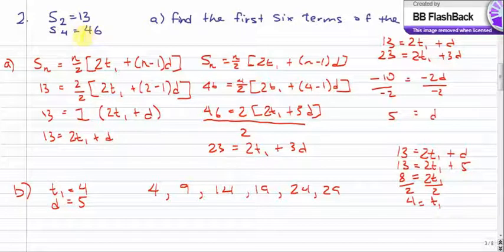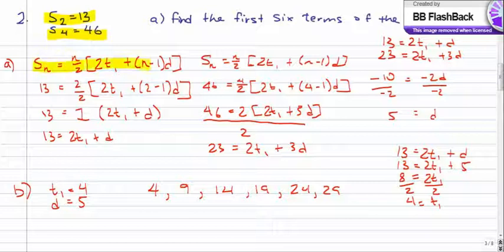Moving on to our second question. Now we know that the sum of the first 2 terms is 13, but the sum of the first 4 terms is 46. Now the question is asking us to find the first 6 terms. That's all. So, like the previous section, we have to create 2 equations and then try to eliminate one of the variables. Let's start with our first equation.